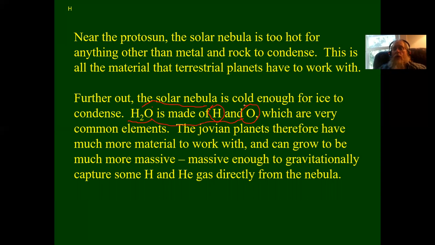So that means the Jovian planets can actually grow faster and much bigger. They actually get to be massive enough that they can gravitationally capture hydrogen and helium gas directly from the nebula. It will probably never be cold enough in the outskirts for hydrogen or certainly helium to condense. And so it explains why the Jovian planets are so massive. And it also explains why the smaller things in that part of the solar system have substantial amounts of ice, because that material was available.